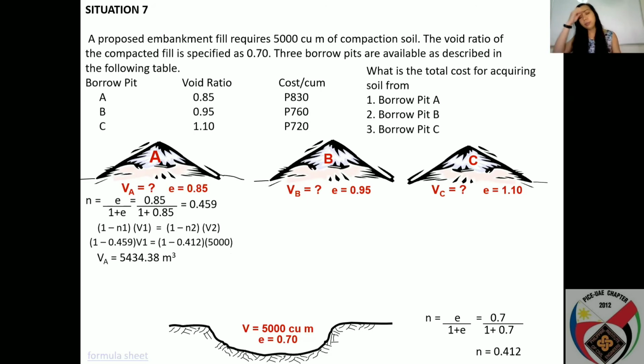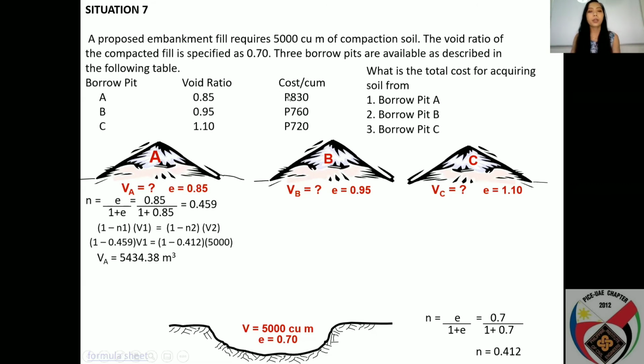Someone asked if it's better to store the preliminary answer of the calculation. I would highly advise you to store it, because sometimes the computation is very tedious. It's case-to-case, but in our batch, at least for us, when you store it, you can see your answer more easily among the choices. Okay, so this answers the volume, but what is being asked is the total cost for acquiring soil.